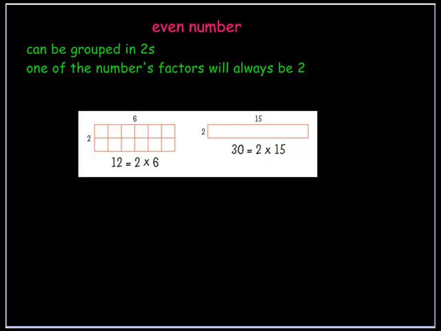One of the vocabulary words we're going to talk about, which may already be familiar to you, is even number. An even number is a number that can be grouped in twos. That means there's no leftovers. And one of the number's factors will always be 2.